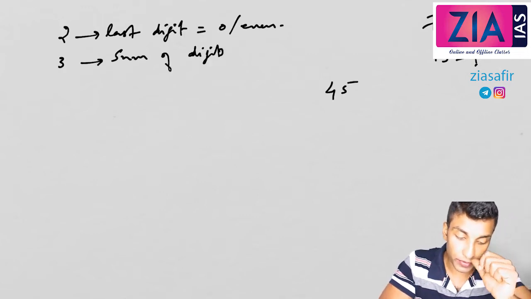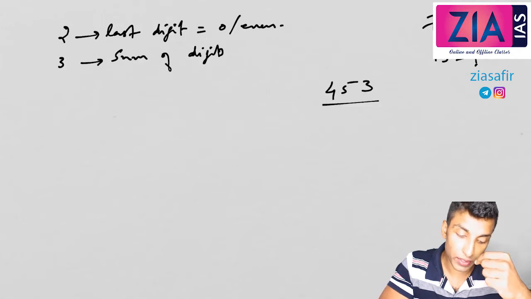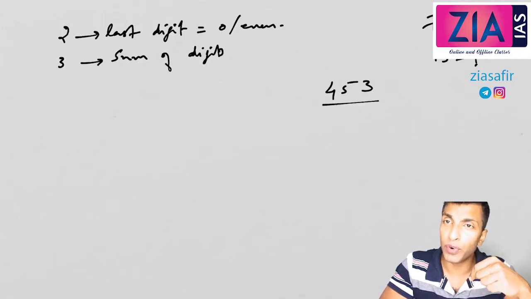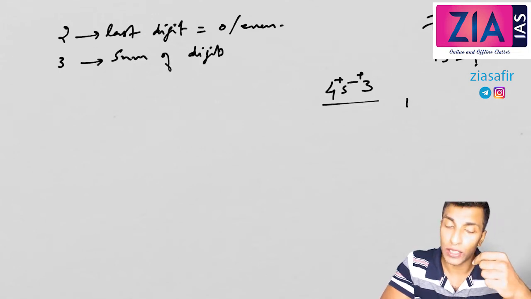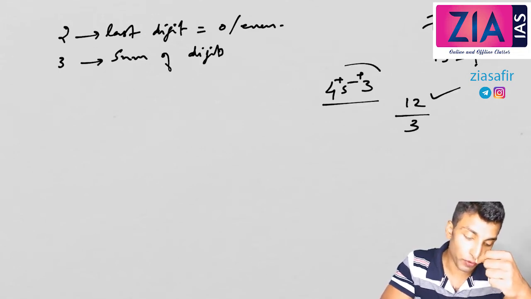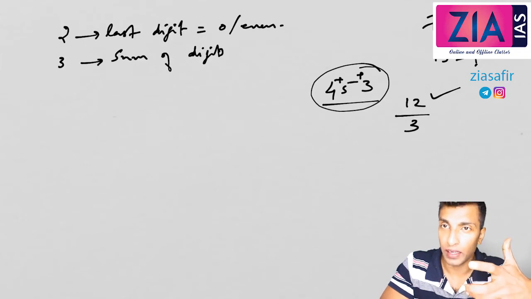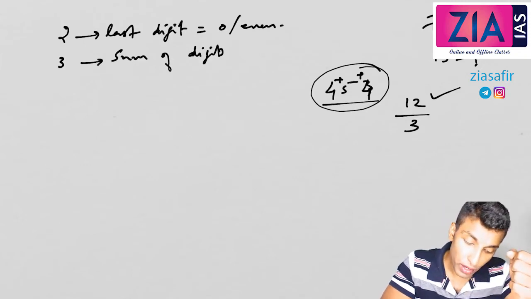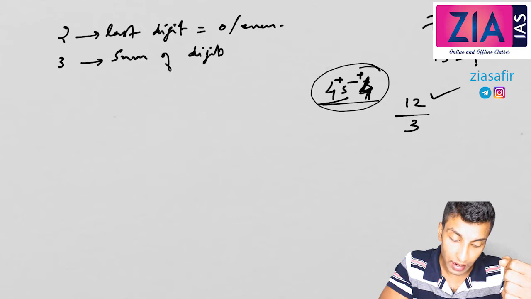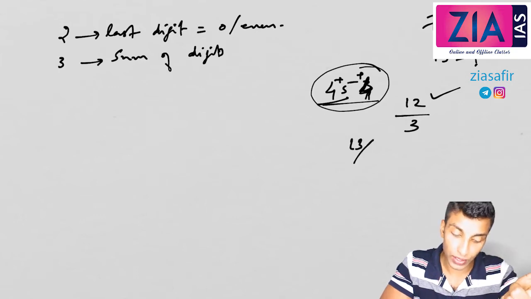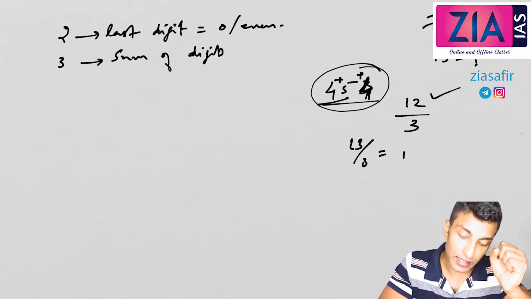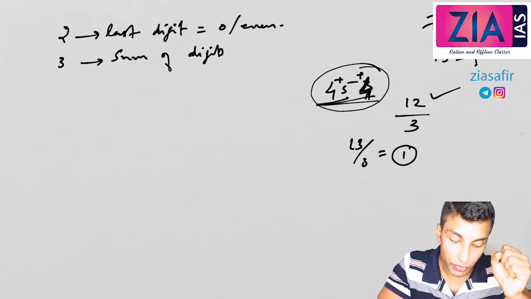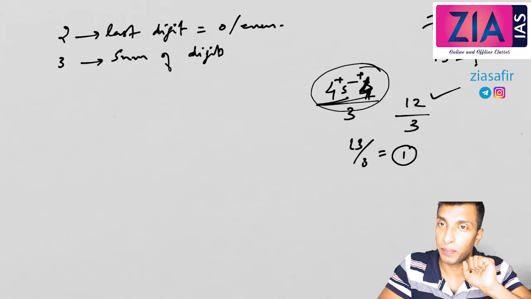For example, if you take 453 and need to check whether it is divisible by 3 or not, what do I need to do? Sum of digits. 4 plus 5, 9. 9 plus 3, 12. So 12 is divisible by 3, so 453 is divisible by 3. If it is 454, when you calculate, what do you get? 9 plus 4, 13. 13 divided by 3 is not divisible, and you get 1 as the remainder. So 454 by 3 gives remainder 1.